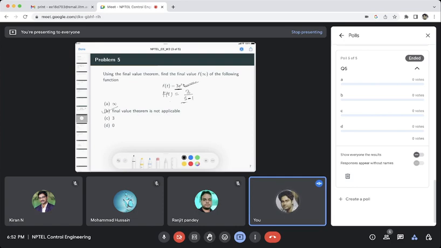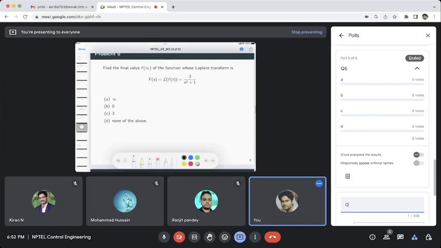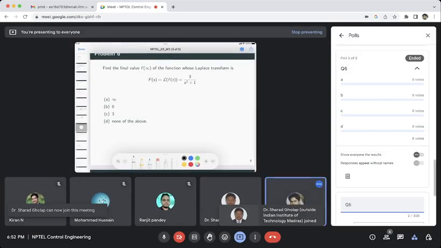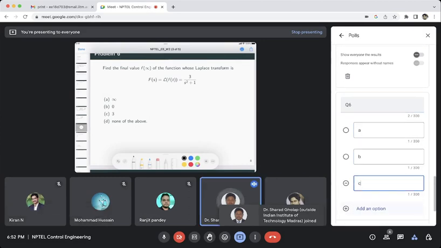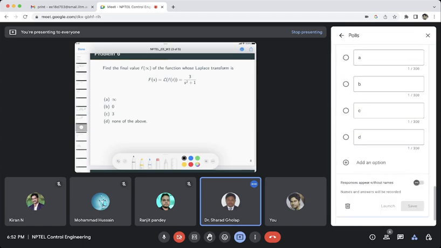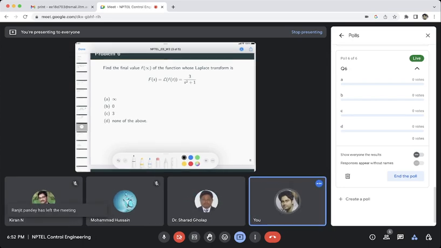Okay. So again, let's see another problem. Again, the final value theorem, for this Laplace transform. So let's apply it and see what this final value will be. Okay, this is question 6. Okay, so try to answer this question. You are given the Laplace transform of some function, and you have to find f of infinity. This is the final value of this function.